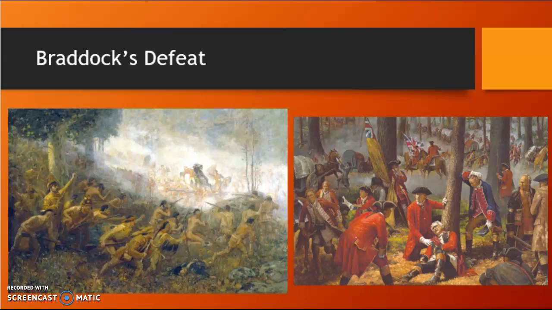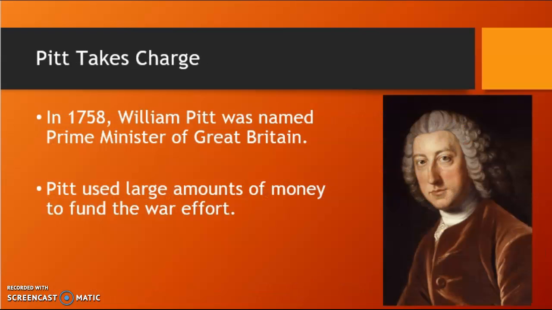Now, the war does begin to turn in favor of the British in 1758, due in large part to this gentleman. William Pitt is named Prime Minister of Great Britain. He's a very popular member of Parliament. He pledges large sums of money and resources to defeating these Catholic French. So Great Britain spends a large sum of money to pay new and young recruits in the colonies. They're trying to invigorate the British forces.